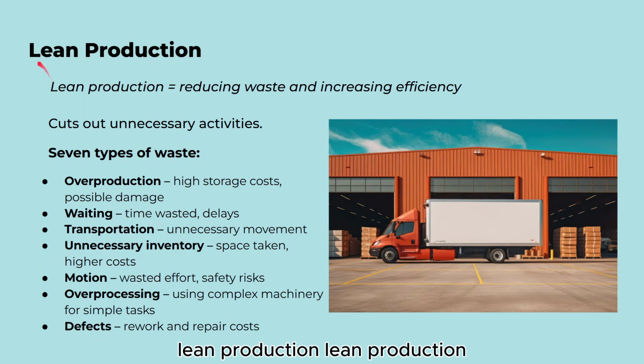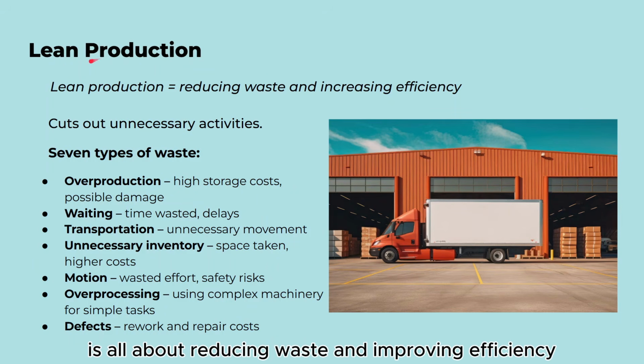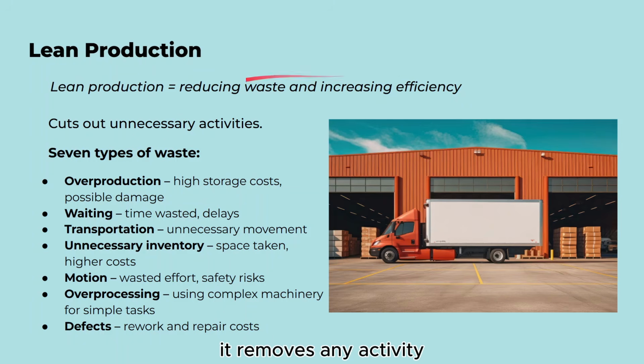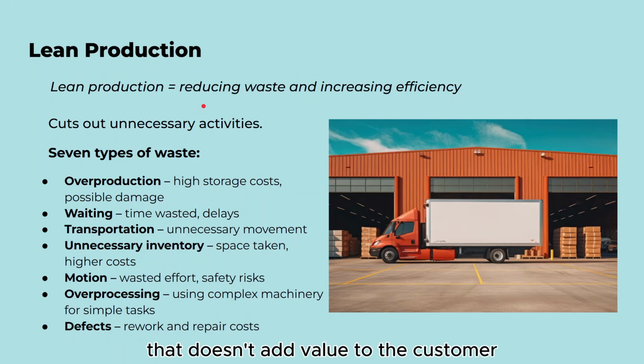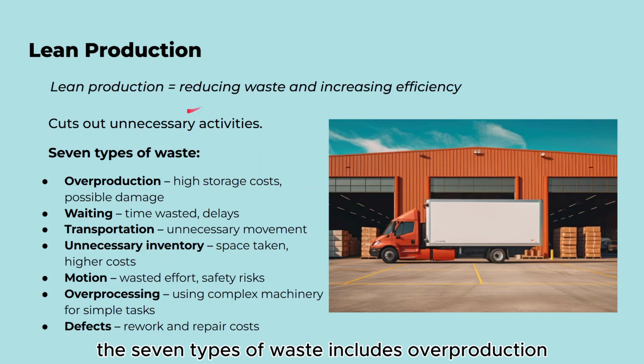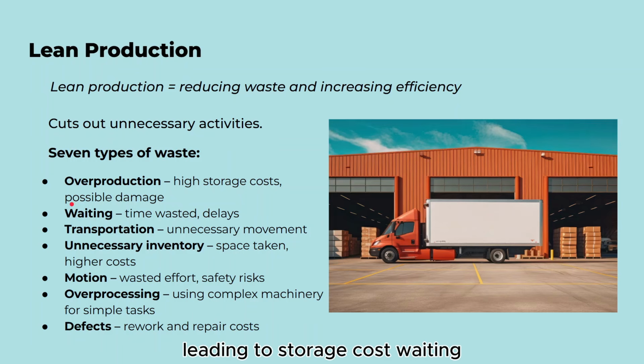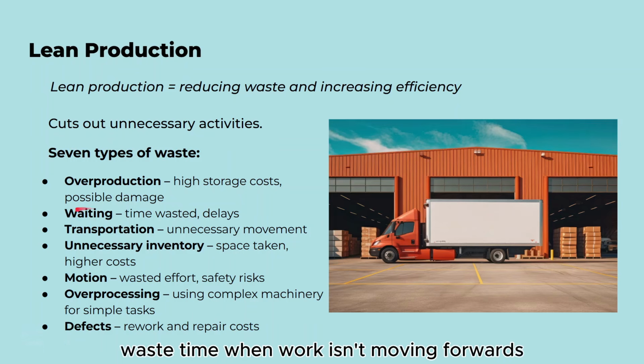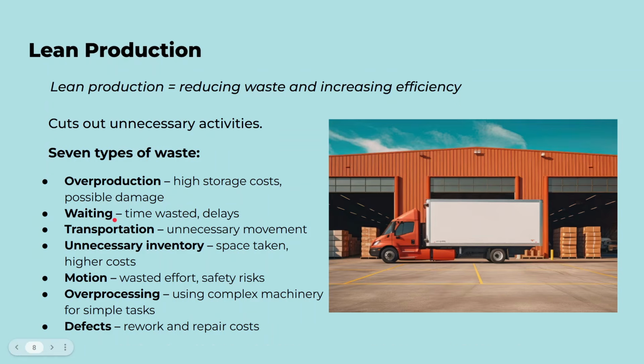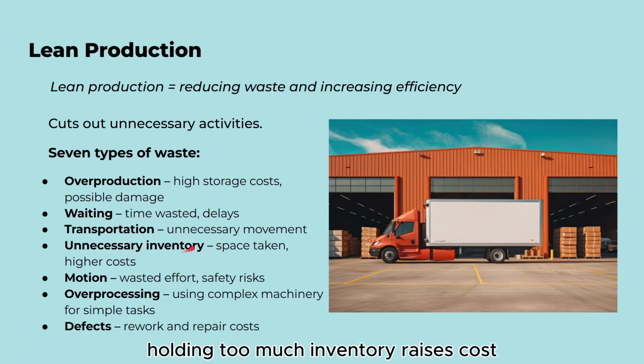Lean production. Lean production is all about reducing waste and improving efficiency. It removes any activity that doesn't add value to the customer. The 7 types of waste include overproduction, where goods are made before demand exists, leading to storage costs. Waiting wastes time when work isn't moving forward. Transportation adds no value if goods are moved unnecessarily. Holding too much inventory raises costs.